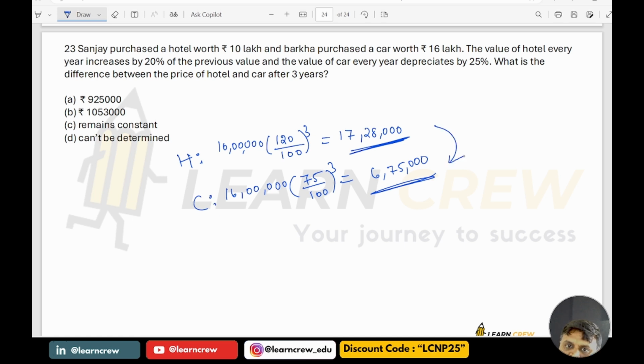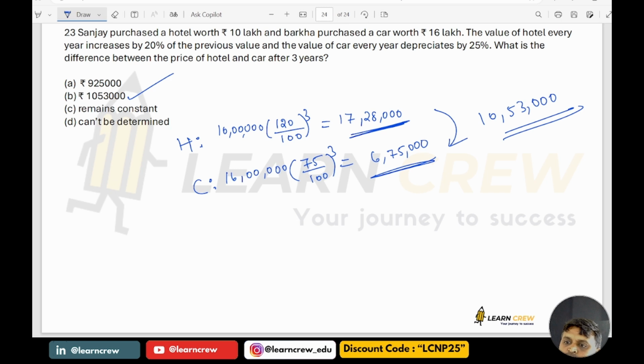What is the difference? 17,28,000 minus 6,75,000. The difference is 10,53,000. So the answer is option B.